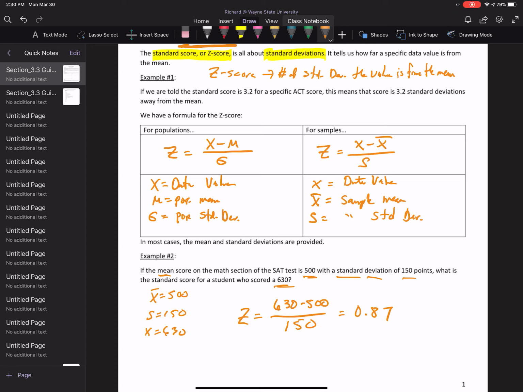0.87. As a rule, guys, a very important rule that we're going to need later, we always round z-scores to 2 decimal places.